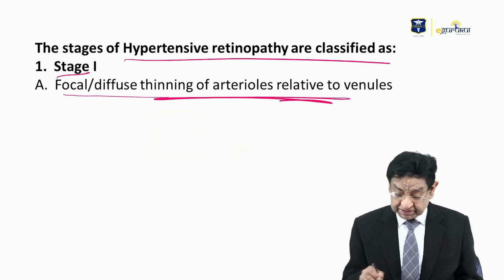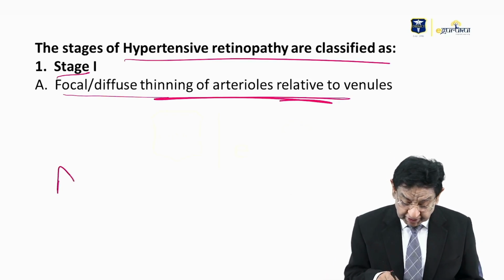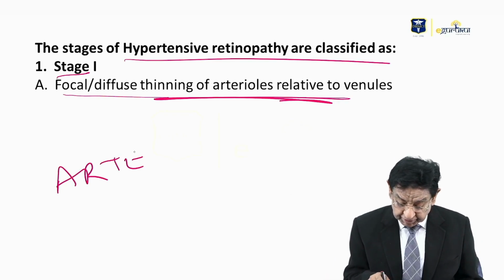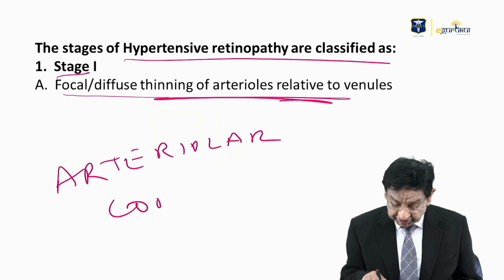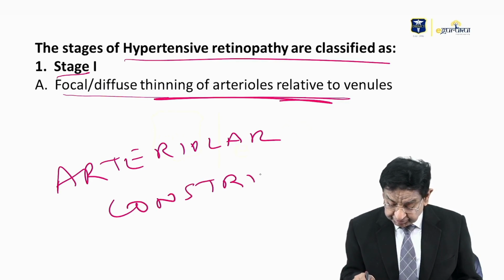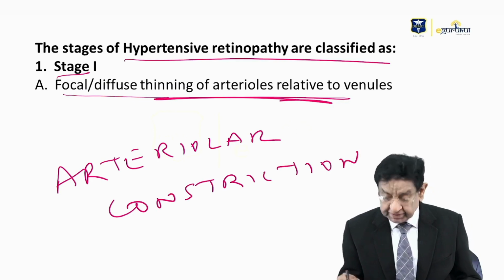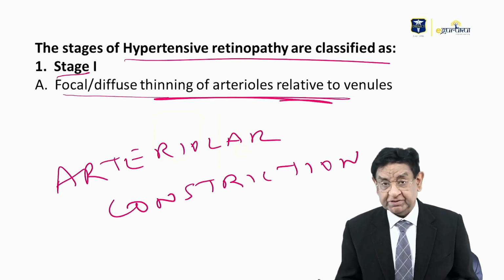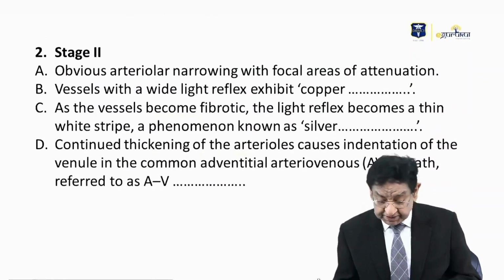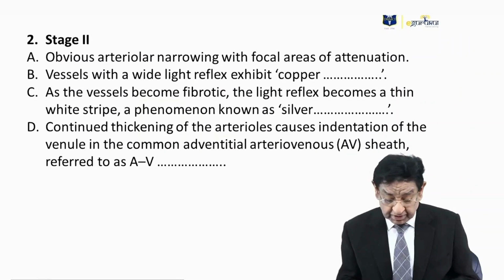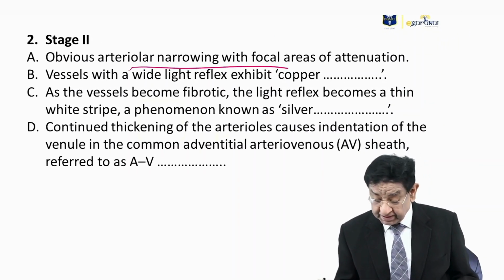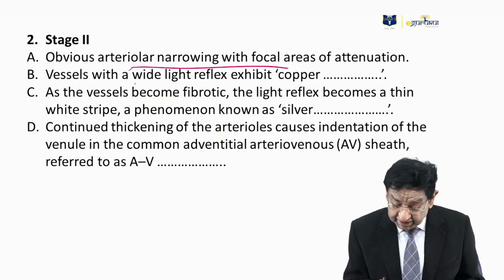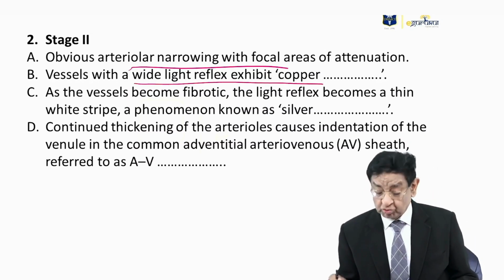That means you can say arteriolar constriction is the feature. That means the patient has hypertension. Stage 2, more narrowing, okay, and the vessel with a wide light reflex can exhibit so-called copper wiring.